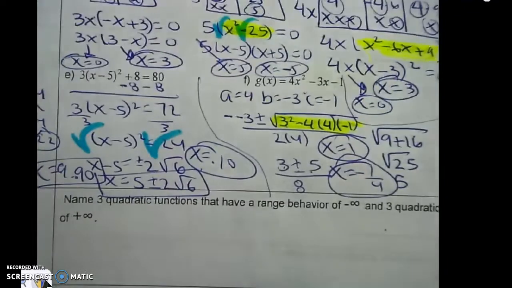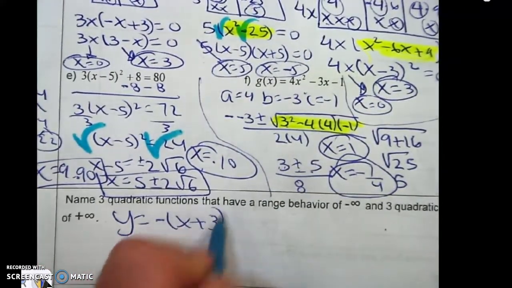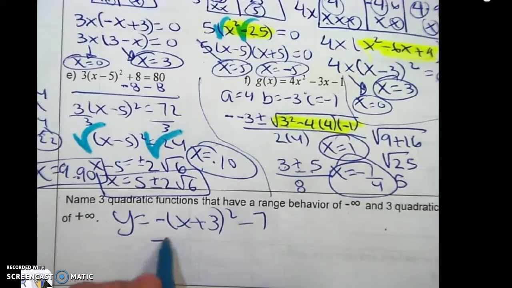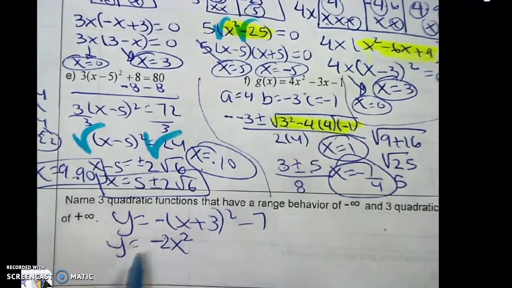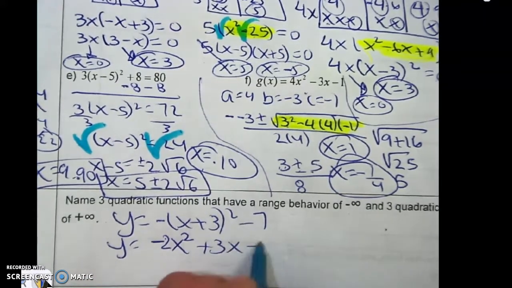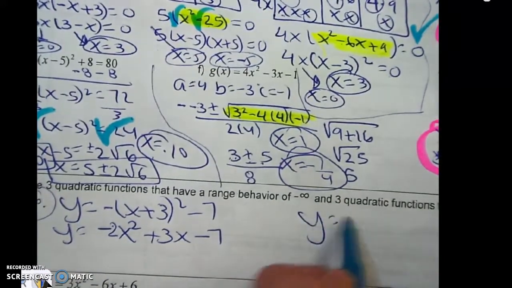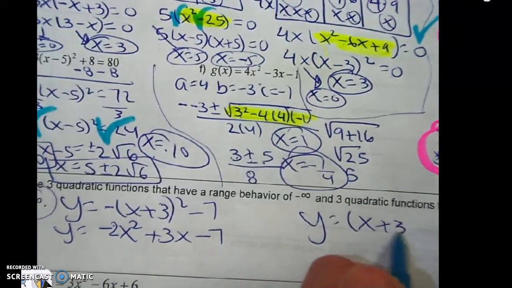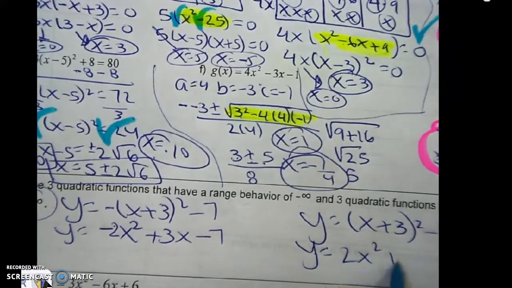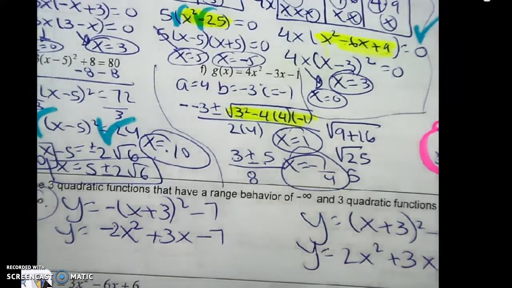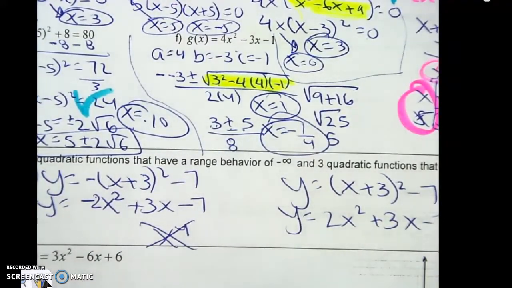Name 3 quadratic functions that have a negative behavior. So y equals -(x plus 3) squared minus 7. Negative y equals -x squared. Let's go 2x squared plus 3x minus 7. That's good enough. And then the positive behavior means just do the same thing. We kind of went over this a little bit. Just be aware that I'm messing with you probably. And so if you have one where it starts with x to the 4th power, that's not quadratic. So just be careful.